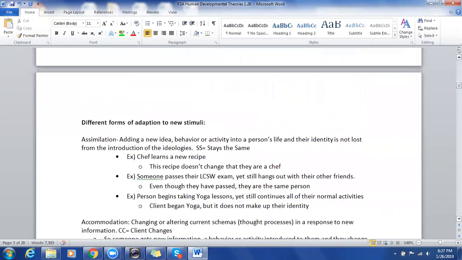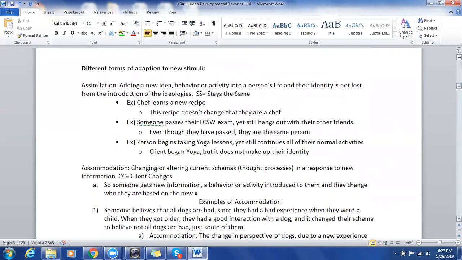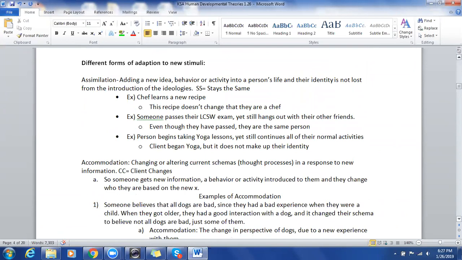So different forms of adaptation to new stimuli. So we have assimilation and accommodation. And those that have been rocking with me before have seen this prior, but the SS and CC. SS stands for stays the same, CC for client changes. So assimilation is adding a new idea, behavior, activity into the person's life, and their identity is not lost or changed based on the new ideology. Meaning, if you start doing something new, it doesn't entirely change your identity. It's just something to supplement or additional.